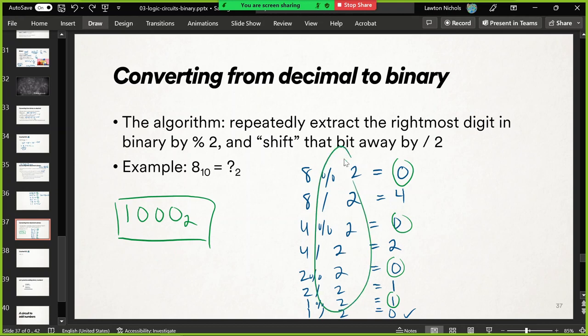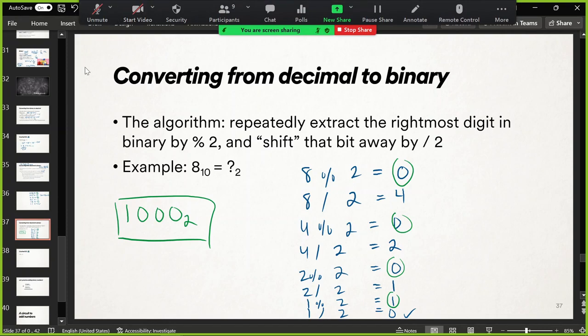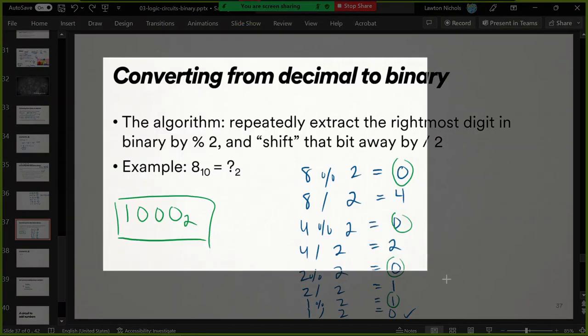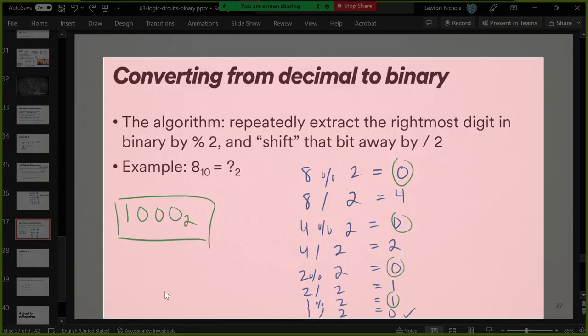You're doing mod 2, divide by 2. Any questions about that? It's a weird little thing, but once you get the hang of it, it does make sense, I hope. So the only way to force you to get the hang of it is to make you try it. So here's another question for you.